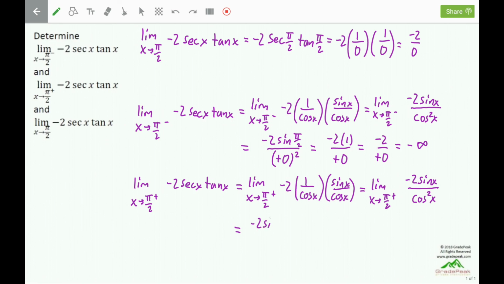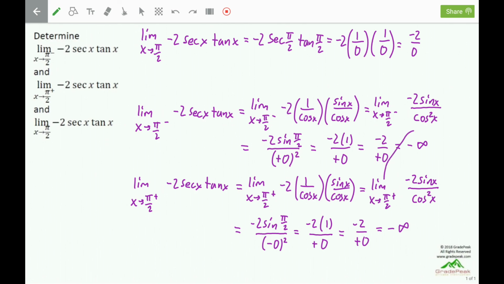That will give negative 2 sine of pi over 2 divided by, and replace cosine with a negative 0. It's cosine squared, so it'll be quantity squared. This gives a negative 2 times the sine of pi over 2, which is a 1, over a negative squared is a positive, 0 squared is a 0. In the numerator, negative 2 times 1 is negative 2, over the positive 0. A negative over a positive is negative. Non-zero over 0 is an infinity. And there is the result of the right-sided limit.